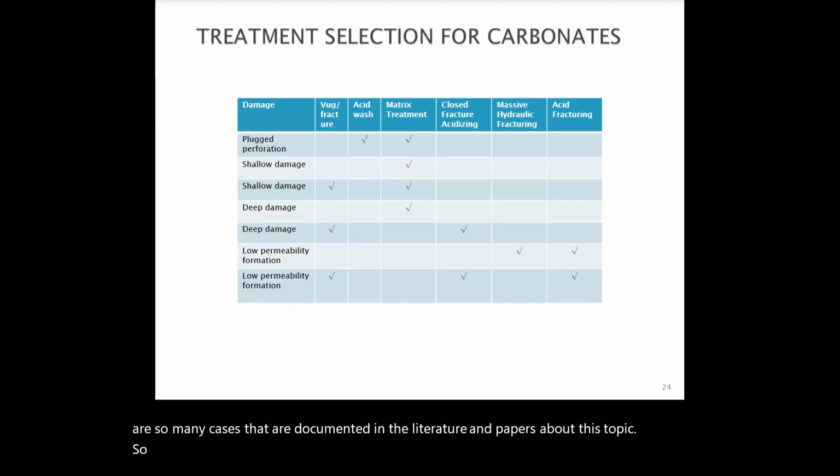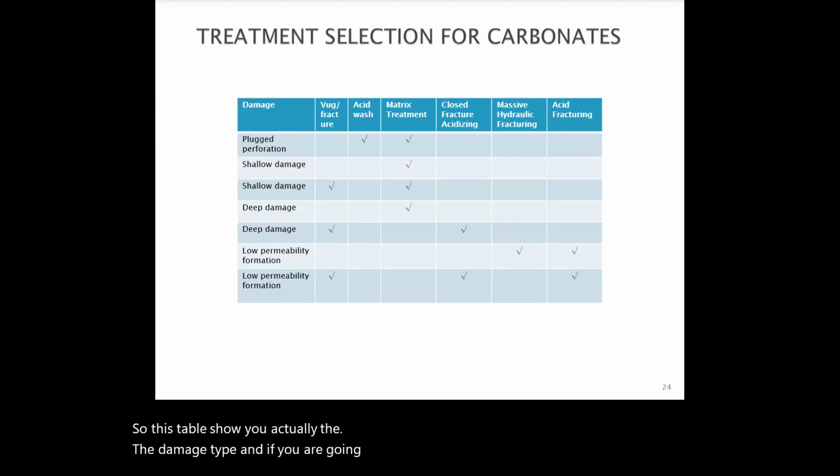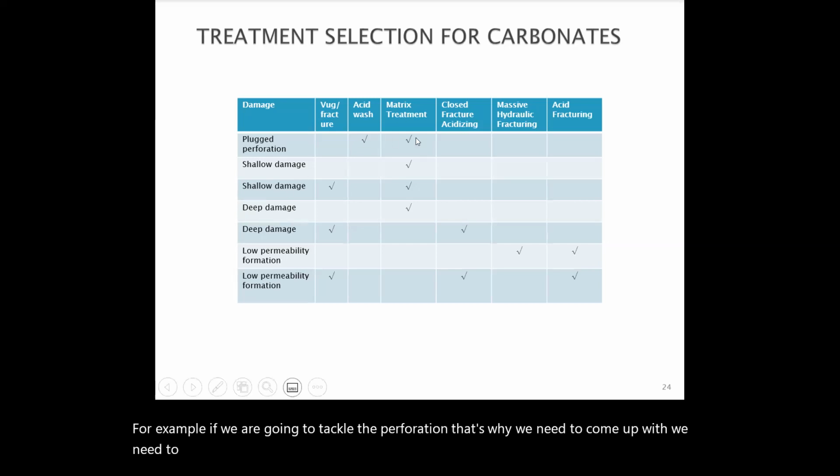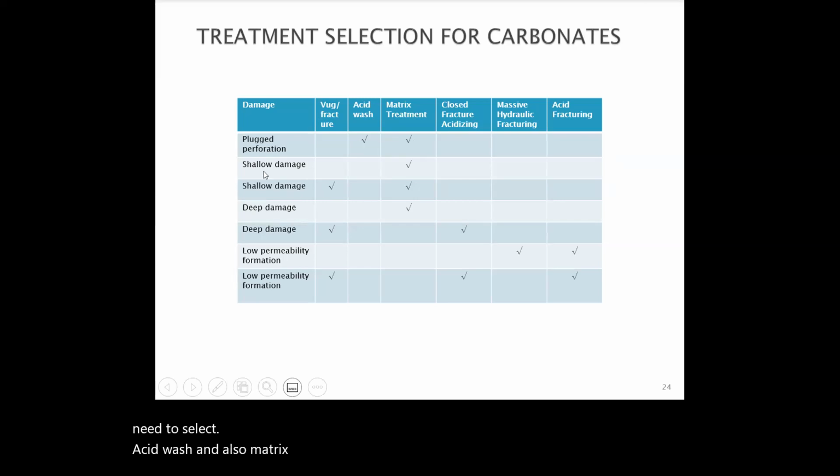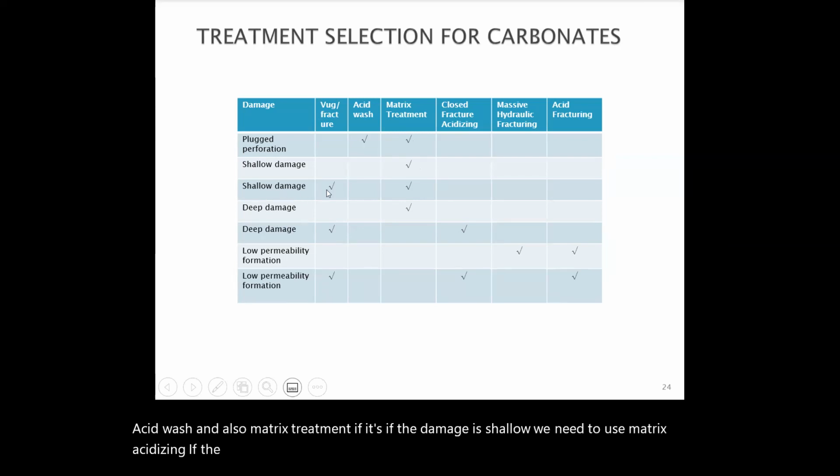So this table shows you the damage type, and if we are going for carbonate stimulation, for this case, we can see that if we have wormholes and fractures, and for example, if we are going to tackle the perforation, we need to select acid wash and also matrix treatment. If the damage is shallow, we need to use matrix acidizing. If the damage is shallow and it contains some fractures, we need to also use matrix treatment.